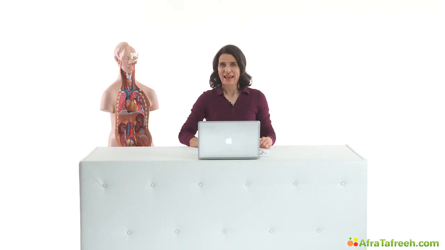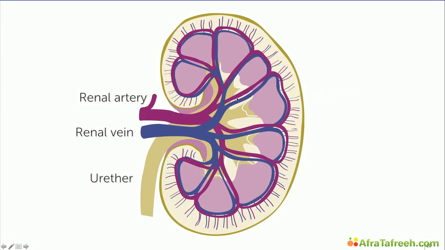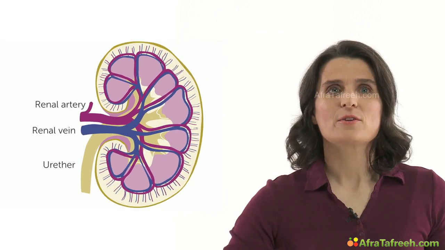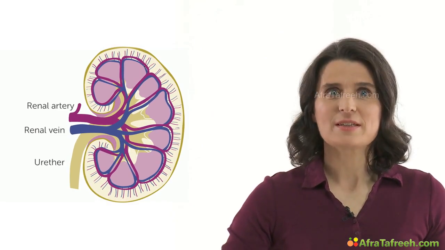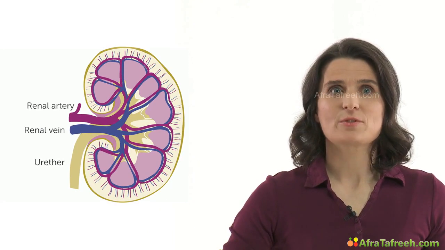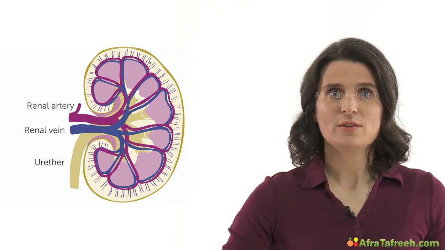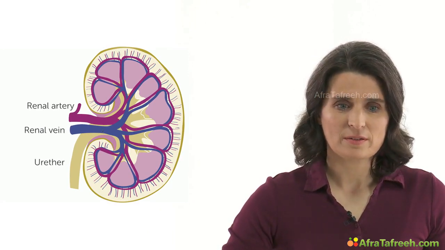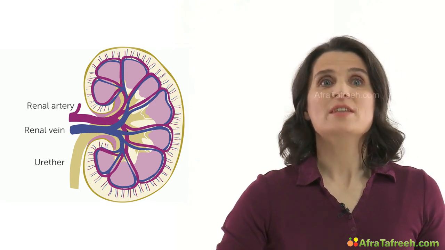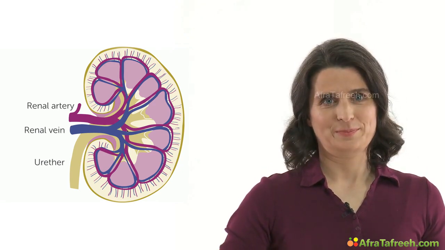The renal artery enters the kidney through the hilum and branches off into segmental arteries, further into interlobar arteries and into arcuate arteries, over here. The renal veins drain the blood of the kidney in a similar way and collect in the renal vein, which leaves the kidney through the renal hilum, over here, and is positioned anterior to the renal artery.